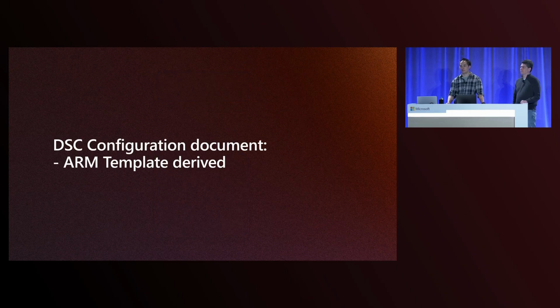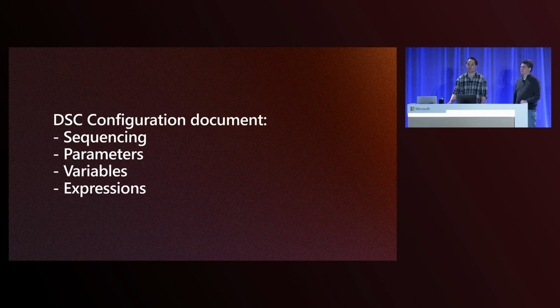Now, DSC configuration documents, which can be in YAML or JSON today, are derived from ARM templates. So if you're familiar with the ARM template syntax, then this should feel right at home. This means that you get stuff like sequencing. So this is the depends on. You also get parameters, which I'll show a demo of later. Variables, so if you have stuff that you want to reuse throughout your configuration, you don't have to type it again. Or also expressions, so this allows you to do conditional things, other logical things within the flow of your document.